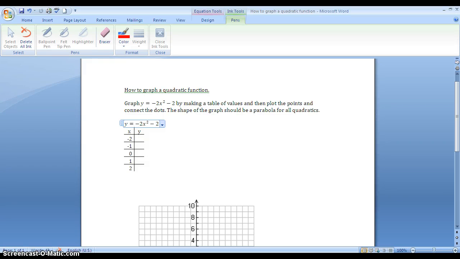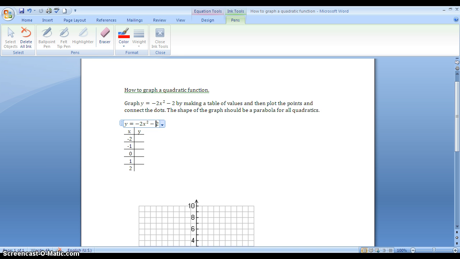So today I'm going to show you how to graph a quadratic equation, a quadratic function. You guys have already done a table of values to graph linear equations, and now we're going to do that with quadratics. And what makes this quadratic is, instead of linear, if this was a linear equation, it might be y equals minus 2x minus 2, but now it's y equals minus 2x squared minus 2. So the x squared is the highest degree term in here.